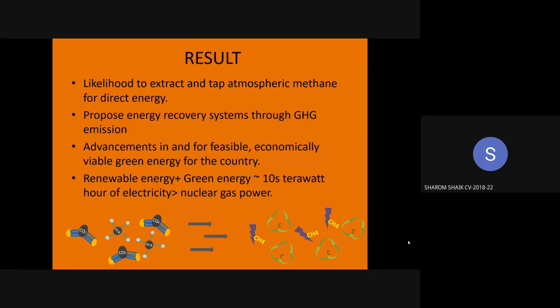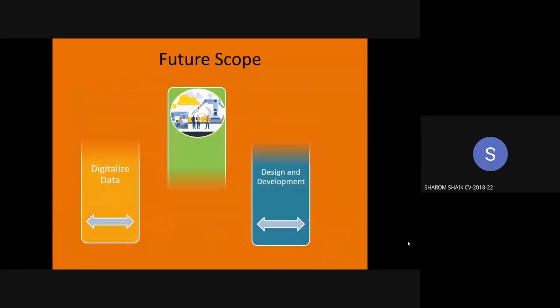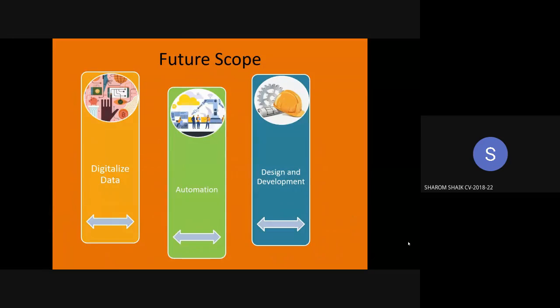I'll move on to the next slide that basically represents the future scope of our project, which had to be the initial stage actually, but because of lack of laboratory facilities and experimental analysis, we decided to take this on as a future scope where we digitalize the data of greenhouse gases in the atmosphere. We provide automation, perhaps involve AI technology in it, and in the same fashion, design and develop the prototype.